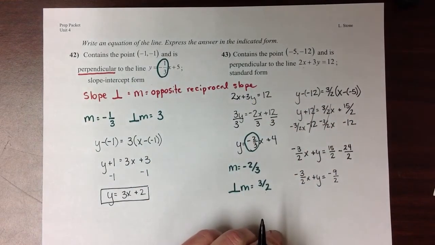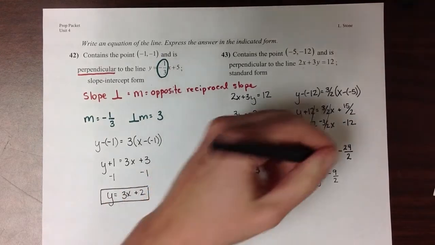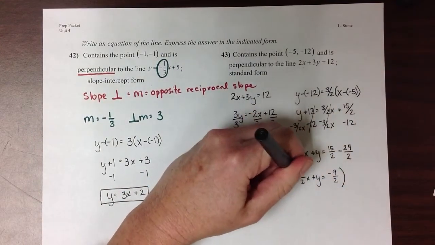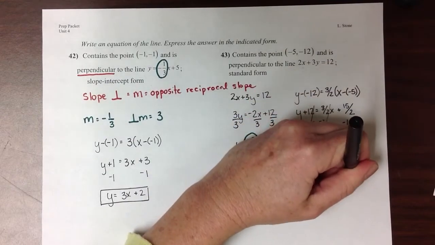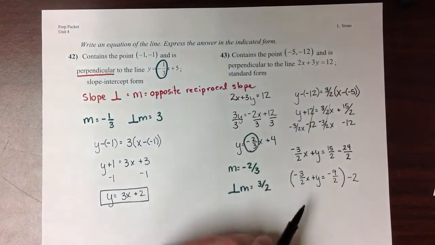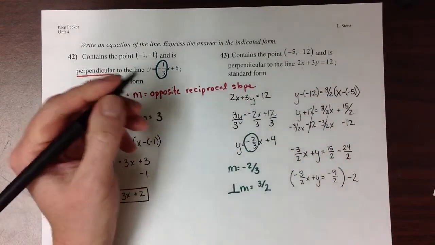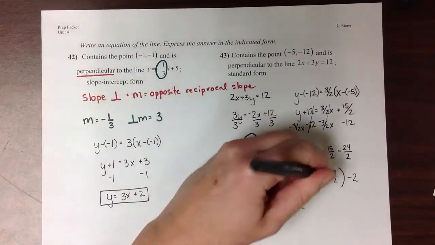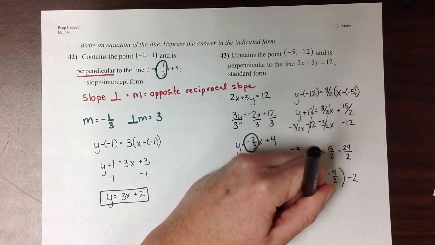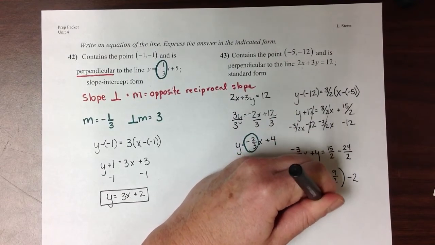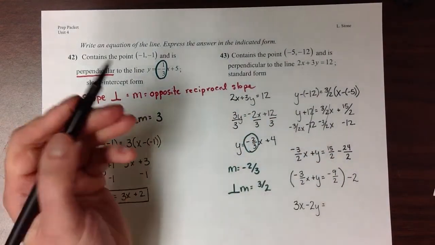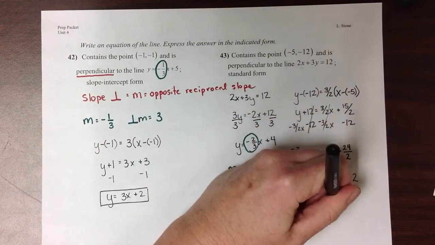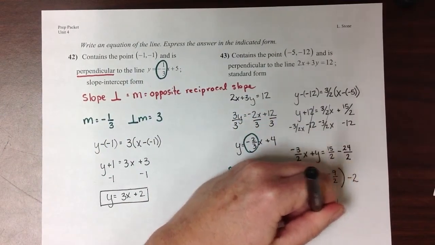And then in order to be standard form, I need to clear both the negative and the fraction. So I'm going to multiply this whole equation by negative 2. Negative 2 times a negative 3/2 gives me a positive 3x. Negative 2 times y gives me negative 2y. And negative 9/2 times negative 2 gives me a positive 9.